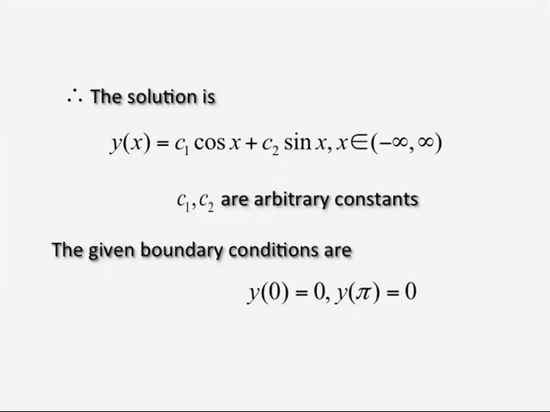According to this, our solution can be written as y is equal to c1 cos x plus c2 sin x. Observe here, there are two arbitrary constants c1 and c2 in this solution because it is a second order equation. But we want to eliminate these two arbitrary constants by using the given two boundary conditions. y of 0 is equal to 0, y of pi is equal to 0.